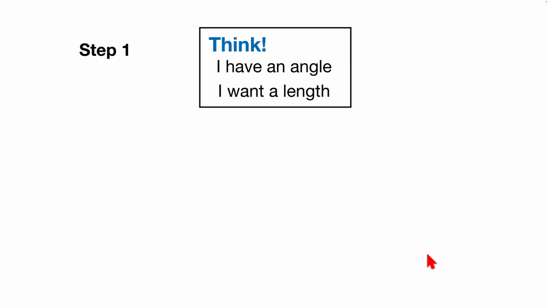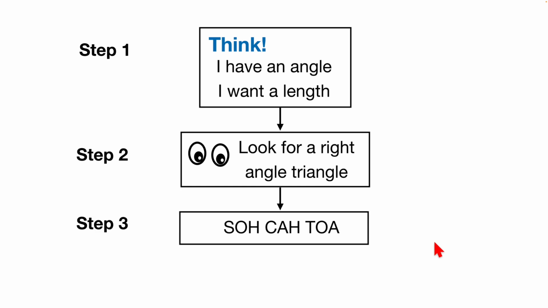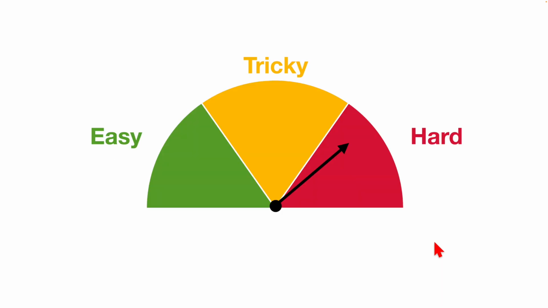Anyway, have a think. If you have an angle and you're trying to find a length, then it is most likely to look for a right angle triangle. And then use your SOH CAH TOA. Right, that is a hard question if you don't know how to do it. I've given you an insight. I hope that's made it. Well, it won't make it easy, will it? It's still tricky.